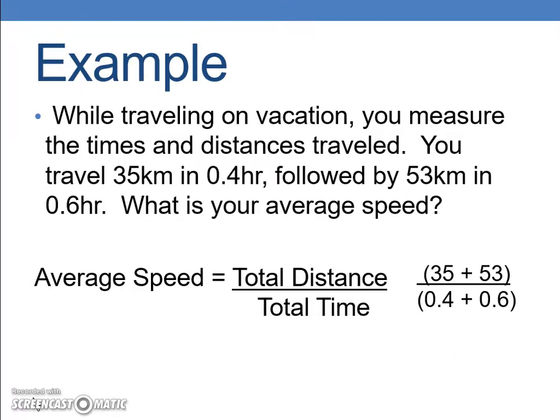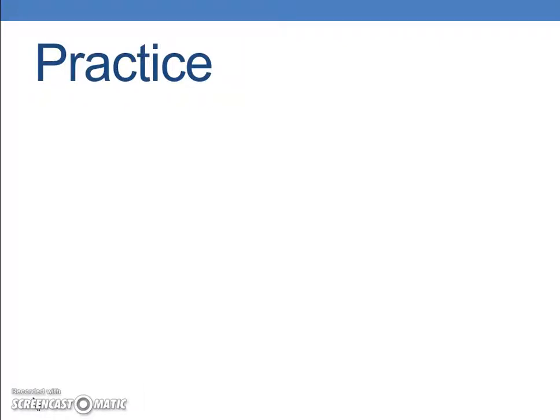However, you need to include units. Units are going to be very important in this class. I will start deducting points if you do not put the correct units. So for this case, we had kilometers and we had hours. So your final answer should be 88 kilometers per hour.